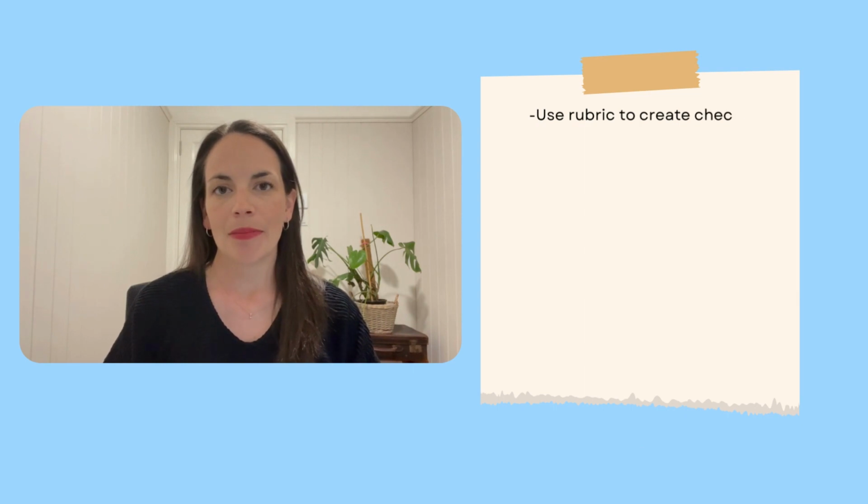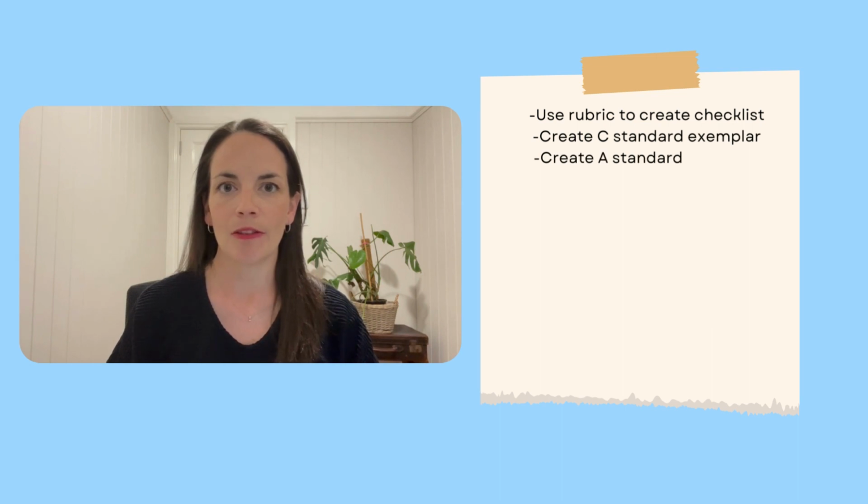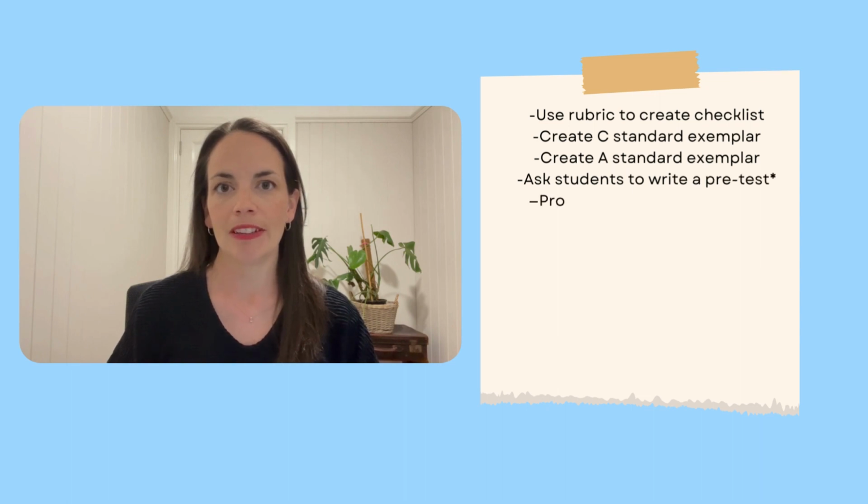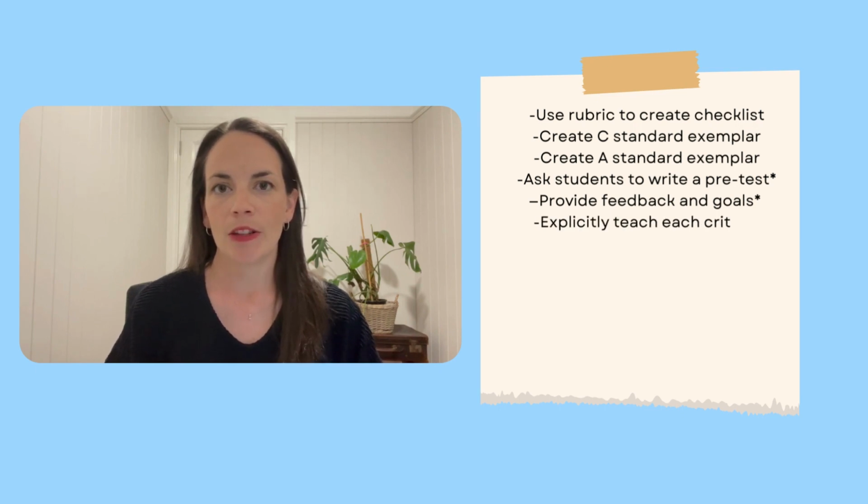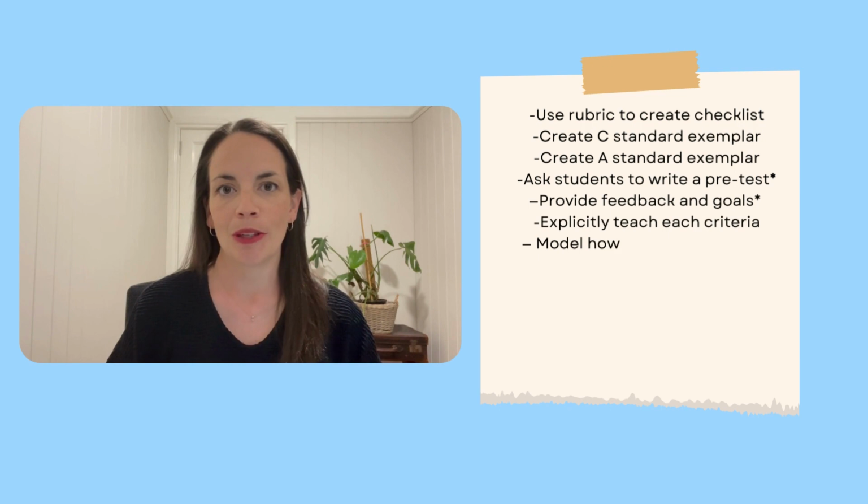So when I'm setting up my writing unit, I usually start by creating a checklist for the students and I base that off of the marking guide or rubric. Then I use AI to create a C-level exemplar and an A-level exemplar that I print out really large and put at the back of the room. Following that, I actually get the students to do a pretest.